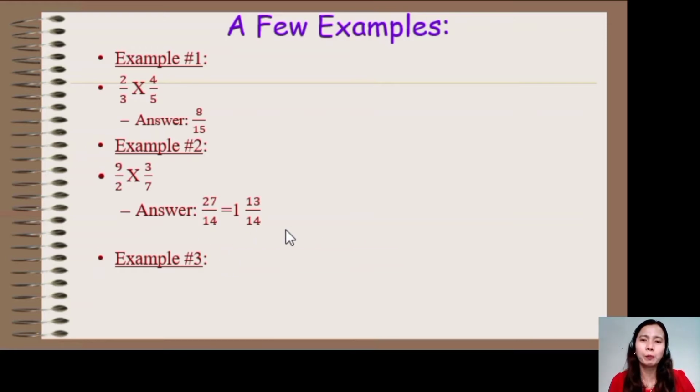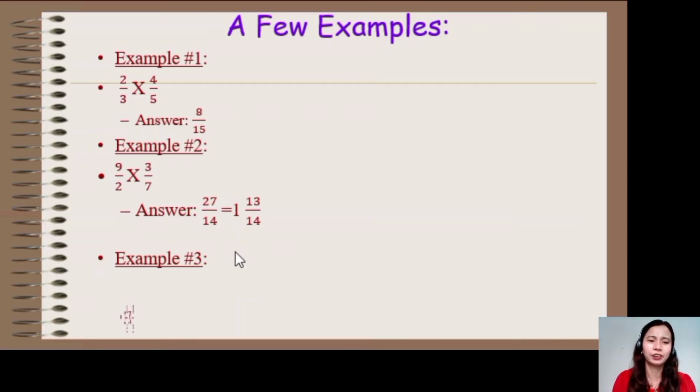1. Copy the denominator, then subtract the product from 27. 14 times 1 is 14. Then for you to get the numerator, 27 minus 14, that is 13. So our answer is 1 and 13 over 14. Or simply, we already discussed how to change this into mixed fraction. Just divide 27 and 14.